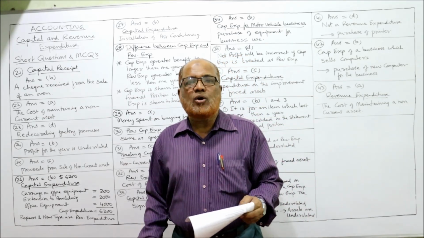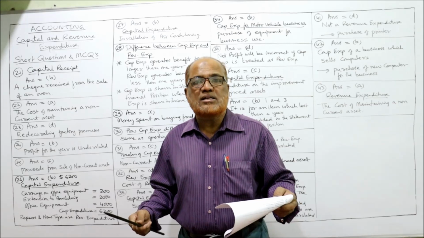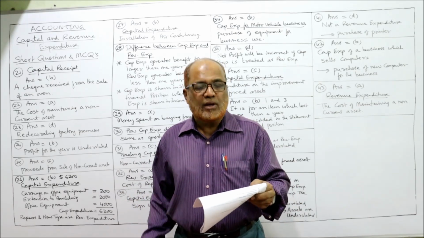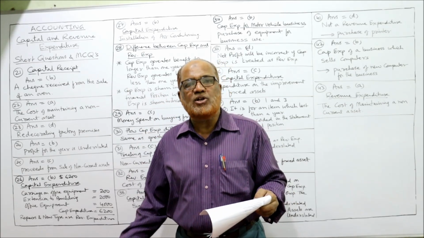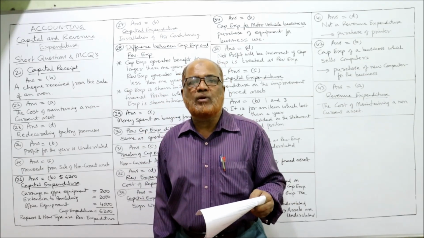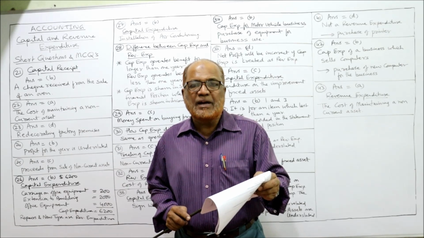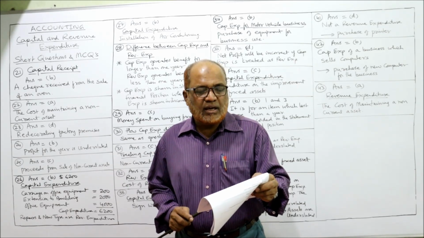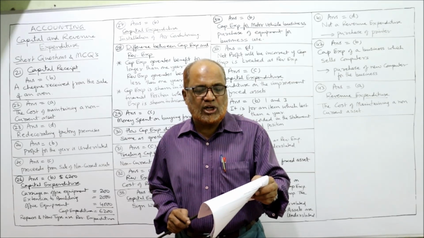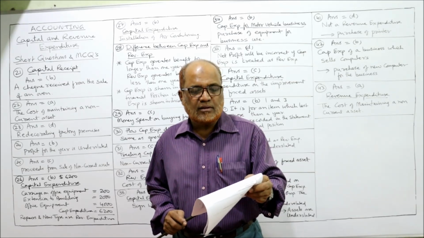Then office equipment, it's a non-current asset. It's a capital expenditure. So out of the 6 items, 4 items are capital expenditure. Only 2 items are revenue. Which are the 2? Building repair is revenue and tire cost is revenue. Remaining: carriage on office equipment, extension to building and office equipment.